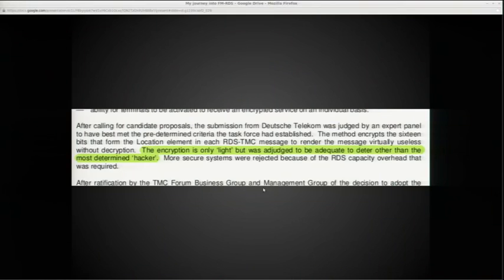Now it turns out that in Finland, the RDS signal is encrypted for reasons of commercial stuff. I mean, it's a business model. They encrypt the signal and they sell the encryption keys along with these navigator devices. And what they tell about the encryption in the standard, they actually tell everything except the keys. But one sentence especially caught my mind there. The encryption is only light, but was adjusted to be adequate to deter other than the most determined hacker.